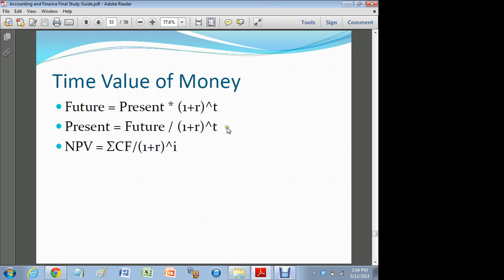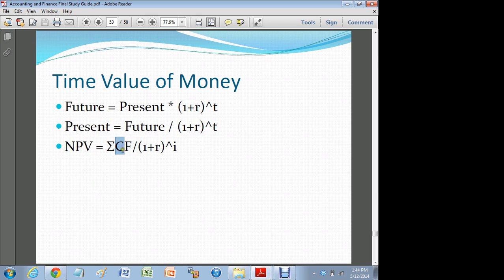So this equation is simply a rearrangement of the first one. And this is the one you probably use the most, but all this is a rearrangement of this, where you take the future value and discount it to the present value. And this NPV equation is an extension of the second equation by summing up all the cash flows.